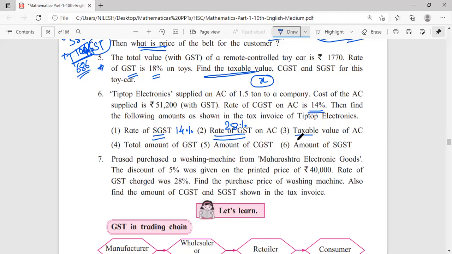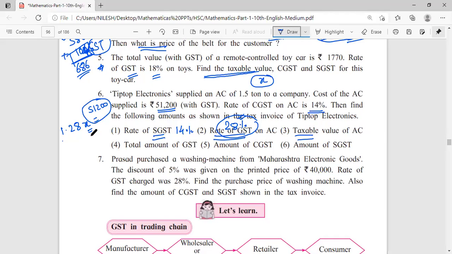28%. How will you find the taxable value now? What is 51,200? 28% is the GST, so 1.28 times X is equal to 51,200. Yes or no? Yes, same as the previous question. X is the taxable value, then 1.28 times the taxable value is the total value, because 28% is the tax rate.